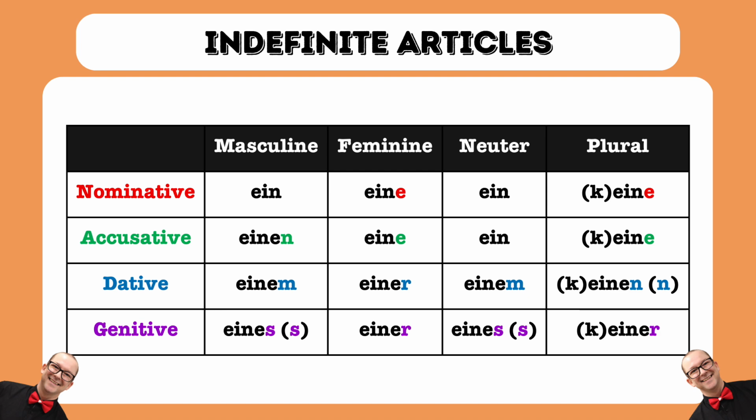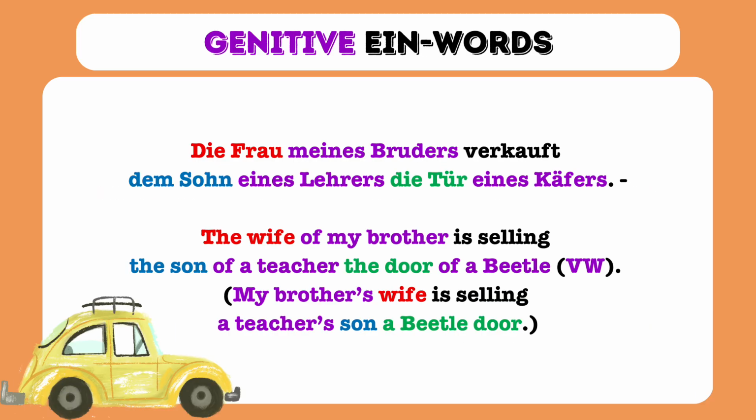Similar to all of the ones that I've shown you so far, the ein words mirror the der words, so we now have eines, einer, eines, and keiner. Again, SR, SR. Here they are in example sentences.